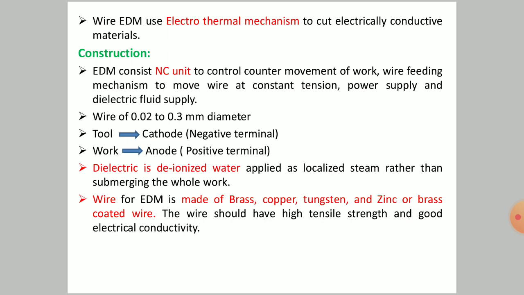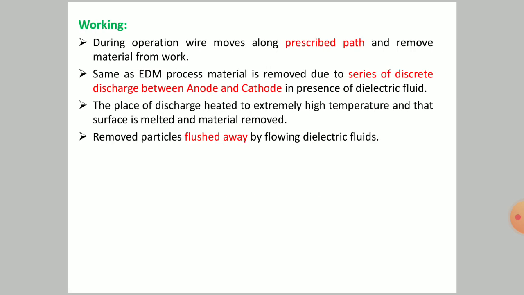Dielectric is deionized water, applied as a localized stream rather than submerging the whole work. Wire for EDM is made of brass, copper, tungsten and zinc, or brass coated wire. The wire should have high tensile strength and good electrical conductivity. With this setup we can understand that wire cut EDM is very similar to a hacksaw mechanism. In a controlled environment with control parameters, the wire is utilized to cut the workpiece.